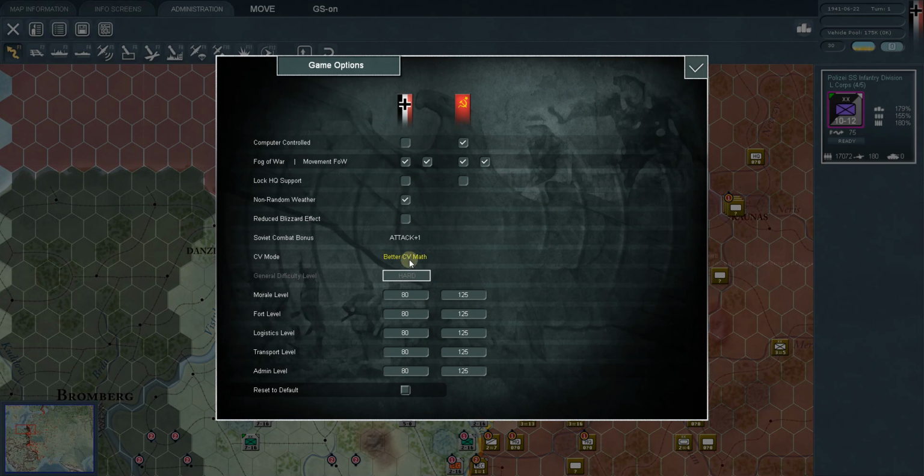CV mode we have in default right now. Better CV math. That's how I want to play the game, or how I always play the game. What exactly does that mean? Better CV math, the default is how the game was originally put out. Better CV math takes in your leadership abilities, morale, experience. It takes into account those things when calculating the CV value that you see. So it makes it more exact as to what it will actually be when you go into combat.